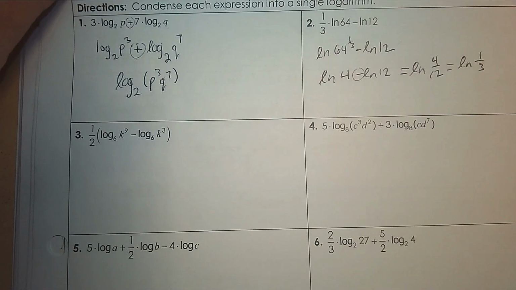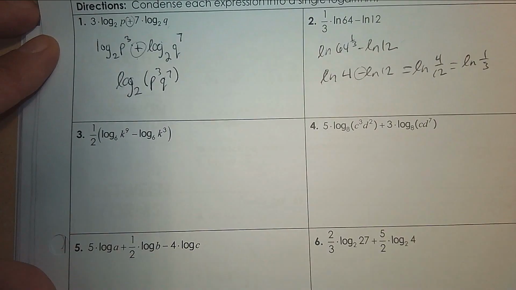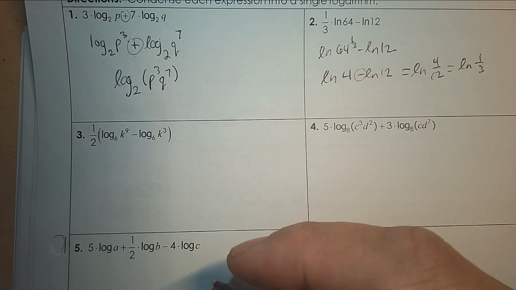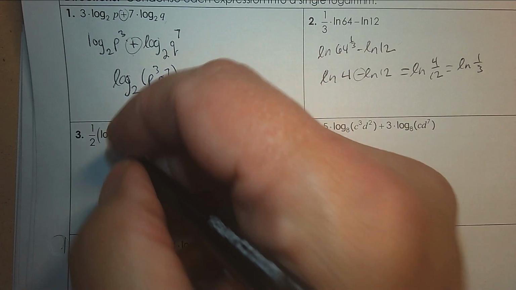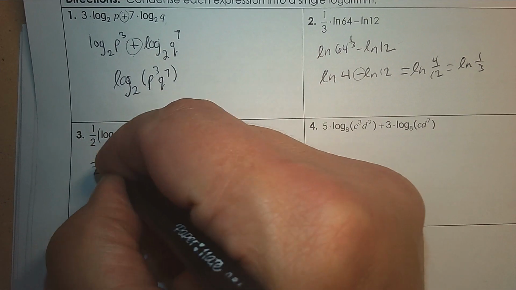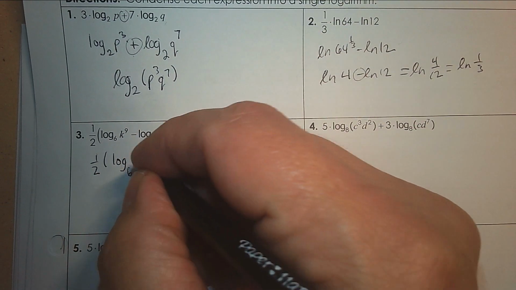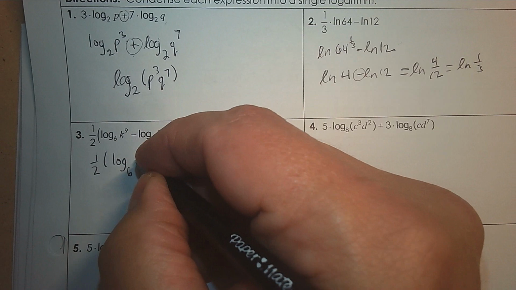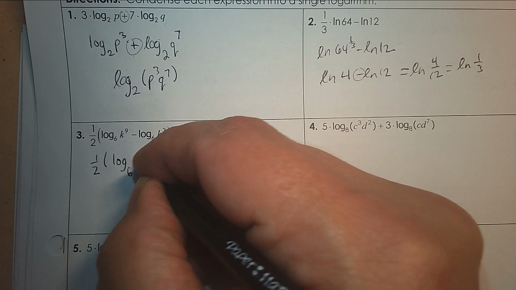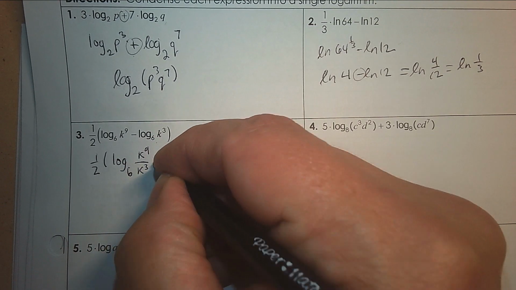Number 3. This 1/2 is in front of all of it, so it belongs to both. So I'll do what's inside first. Write what's inside the parentheses as one logarithm. So because they have the same base and you're subtracting, you can write k to the 9 divided by k to the 3.